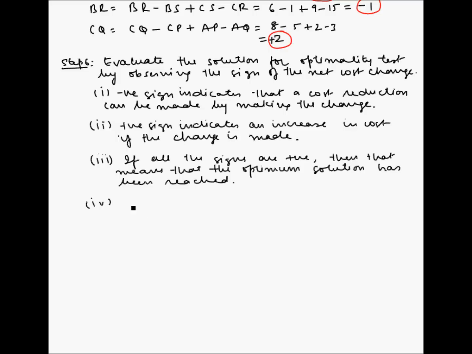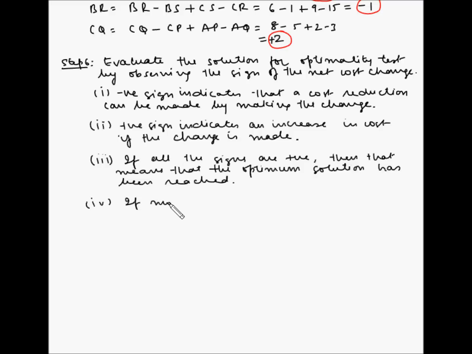So, the fourth condition says that if more than one water square has a negative sign of the net cost change, then the water square with the largest negative net cost change is selected for quicker solution. So basically, we already established that if there is a negative net cost change, then that means that the optimum solution has not been reached. So in that case, we'll have to allocate to one of the water squares which has the negative net cost change. And if there are multiple such squares, then we choose the one with the largest negative net cost change.